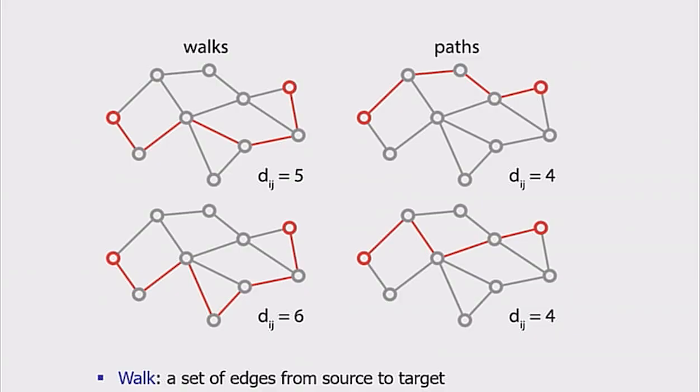So if we want to formally talk about shortest path routing, it's important to distinguish paths from walks. A walk is any contiguous set of edges from a source to a target. So in this case, the source and the target node on the left-hand side are marked in red. And you can see two potential walks, one of length 5 and one of length 6. A path, and I'll use this interchangeably with shortest path, is the shortest such contiguous set of edges. So in this case, the path length between the two nodes is of length 4, and in this case, there is more than one way to go from source to target.